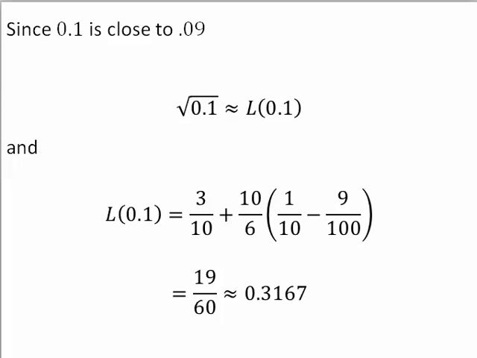And that's how you use a linear approximation. In part 2, we'll switch over to differentials. See you then.